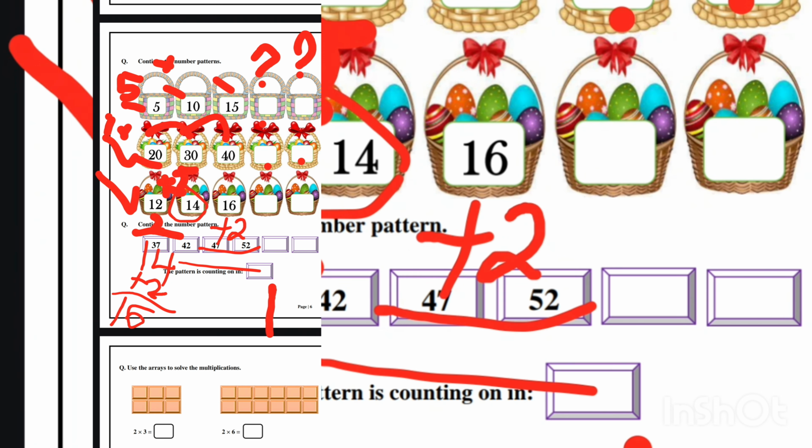So what will be the answer? You have to write here. What will be the answer after getting a final answer? You will again add 2 here and then write the answer here. All right, so in this way you have to solve this worksheet.